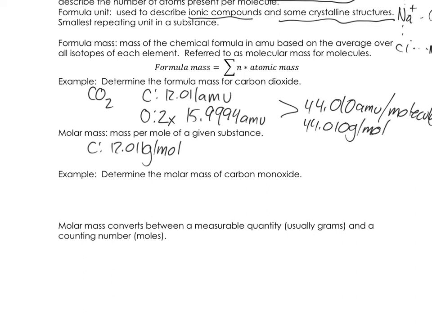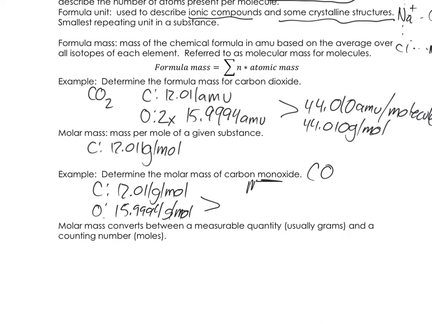For carbon monoxide, I have carbon 12.011 grams per mole. Oxygen for monoxide, right? Monoxide, one oxygen, is CO. So I have 15.9994 grams per mole. Sum these up, and I end up getting 28.010 grams per mole.